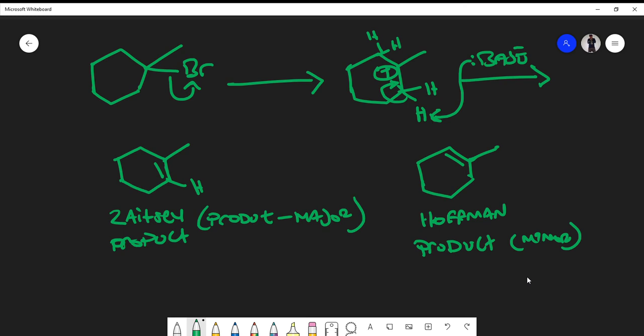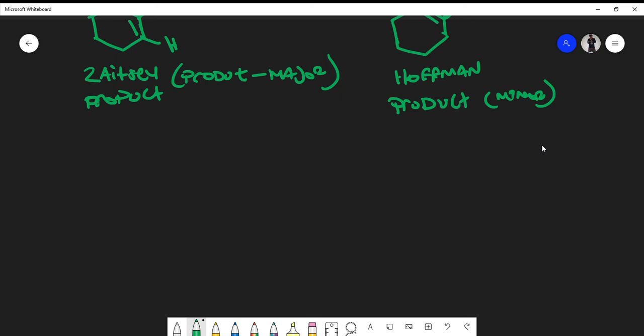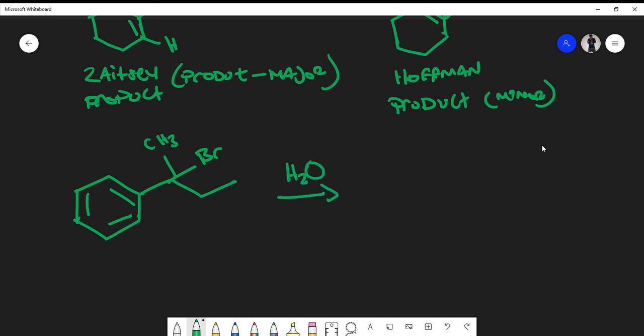Now, let's look at another reaction. If you take this molecule and you put it in water. Now, I want you guys to keep this in mind. Water is special in that it can act as both a nucleophile and a base, right?